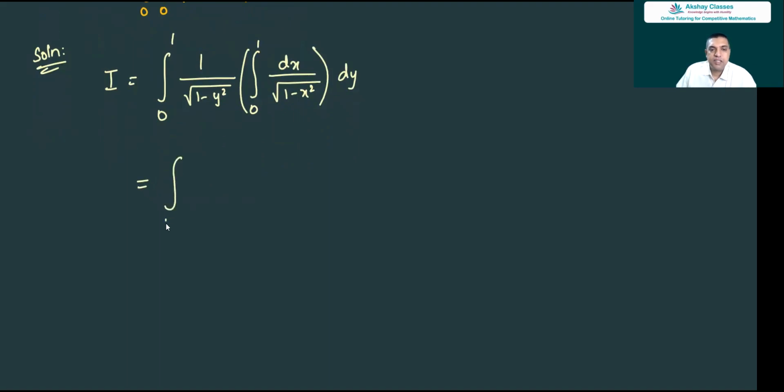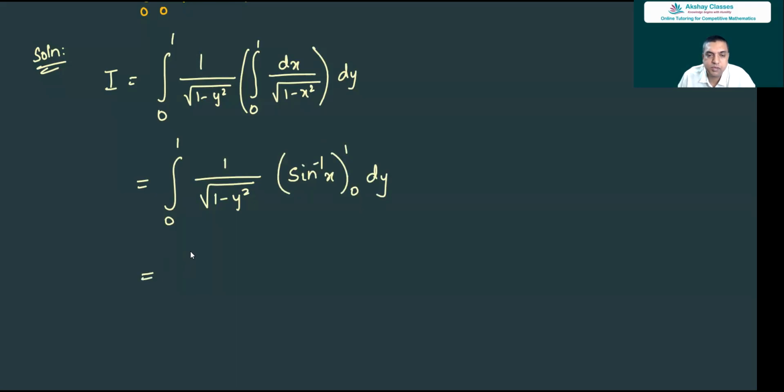So this integral, 1 by root of 1 minus y square, and the integral of 1 upon root of 1 minus x square is sine inverse x from 0 to 1. This is sine inverse 1, which is pi by 2, minus sine inverse 0, which is 0. So we get pi by 2.